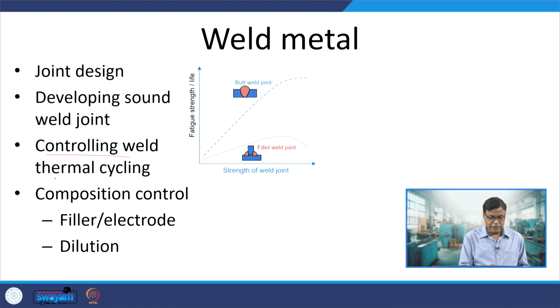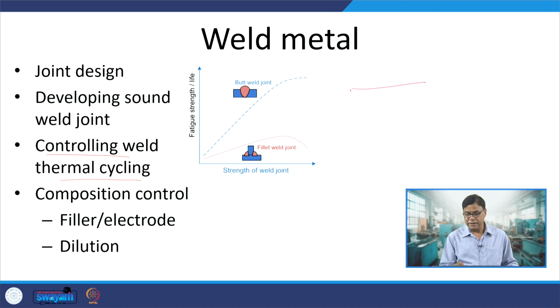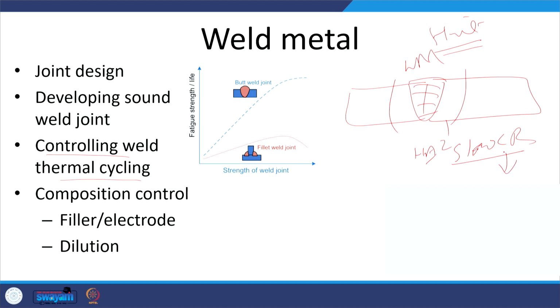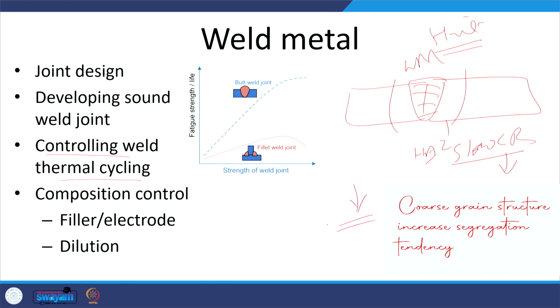Controlling the weld thermal cycle is another way. If the weld is made using a high heat input, H net is very high, then the weld zone as well as the heat affected zone will be cooling very slowly. So, if the HAZ and the weld metal are being cooled slowly, then the slow cooling rate will lead to a coarse grain structure and increased segregation tendency of the impurities at the center of the weld. That will increase the solidification cracking tendency, and the coarse grain structure will reduce the strength of the joint.